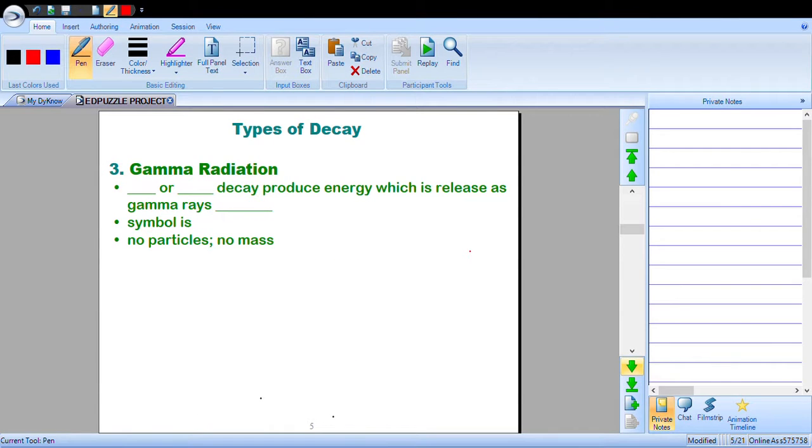The third type of decay is gamma decay. Alpha or beta decay produces energy, which is released as gamma rays. Just like this. Gammas have no particles or no mass, so the symbol for gamma decay looks like this.